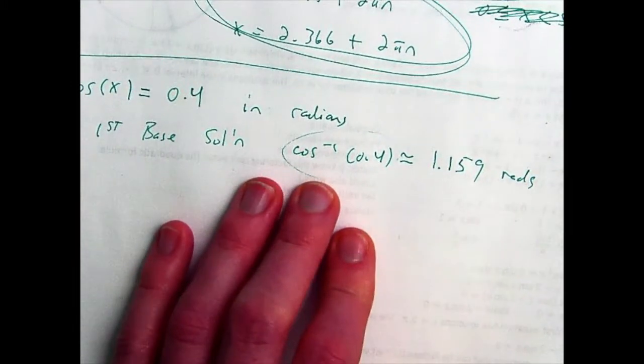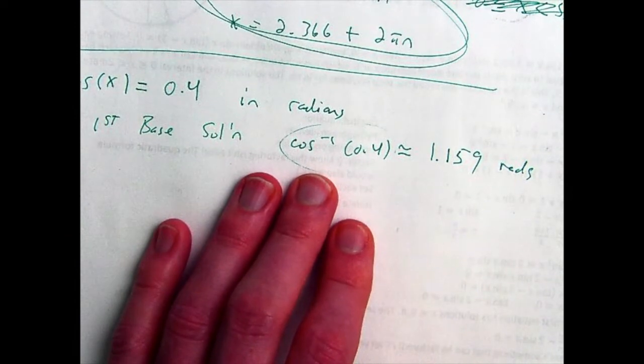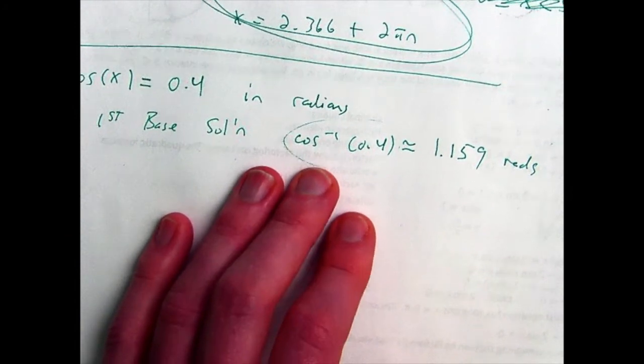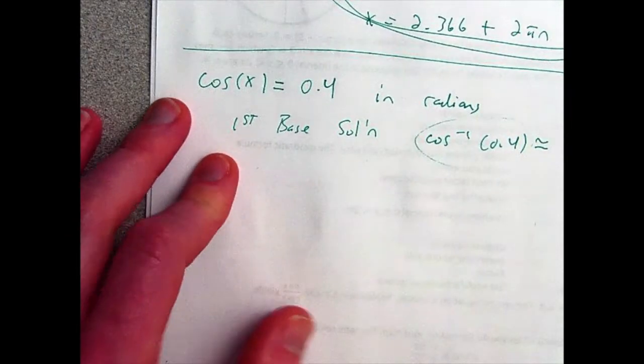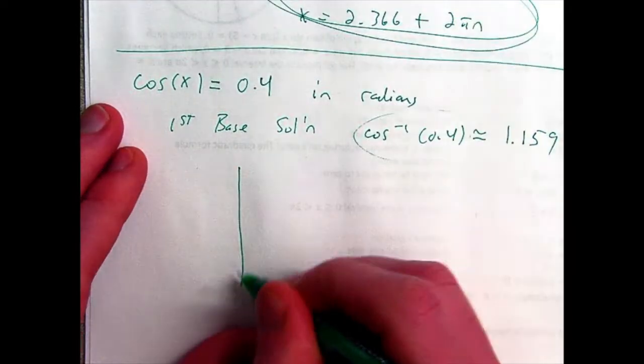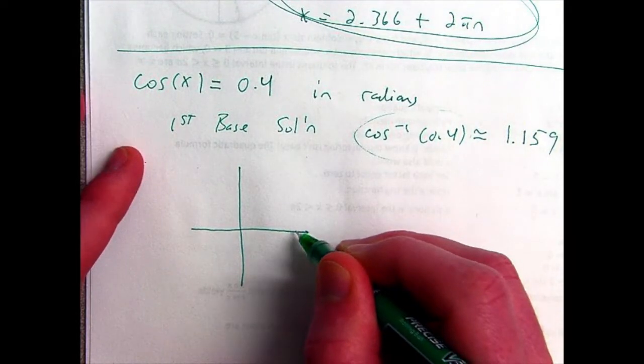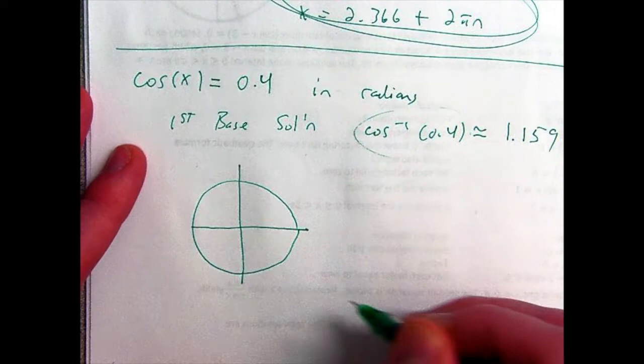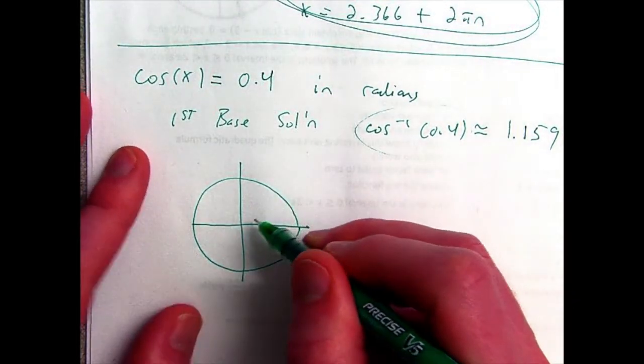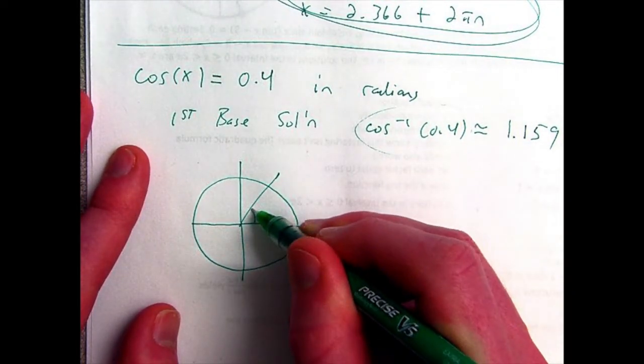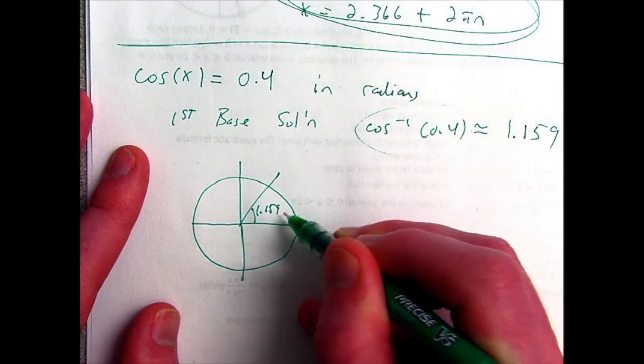But of course, as you know, we typically need two base solutions, right? So what's the other one? Well, you have to use your brain. So this first base solution, 1.159 radians, I don't really know exactly where it is. Let's just pretend it's like here or something. Okay, so this is 1.159 radians.